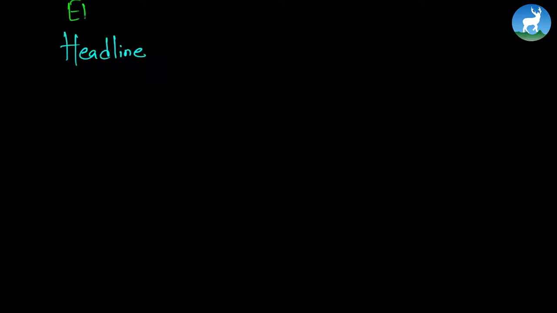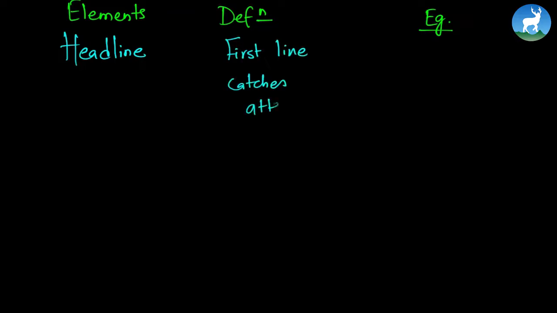So we have elements, we have definition, and maybe examples, not always, but some examples. So what is a headline? Let's revise. Headline is the first line. What does it do? It catches attention. Very good. So let's write one example of the headline. Bus mishap kills 40. This could be one headline, just for example.